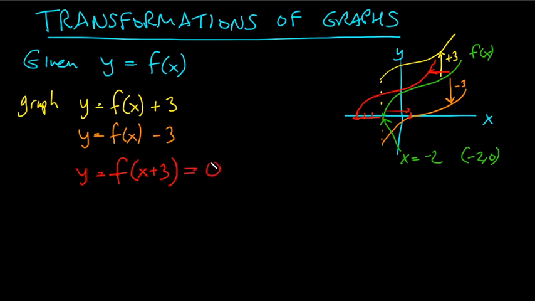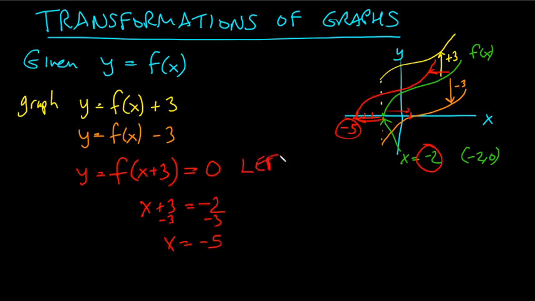If I want this to equal 0, what does x have to be? So x plus 3 has to be the same as the original x, which is negative 2. So what is x going to be? Well, take away 3, x has to be negative 5. So you're shifting from negative 2 to negative 5. And that means you're shifting to the left. So this shifts to the left 3 units.